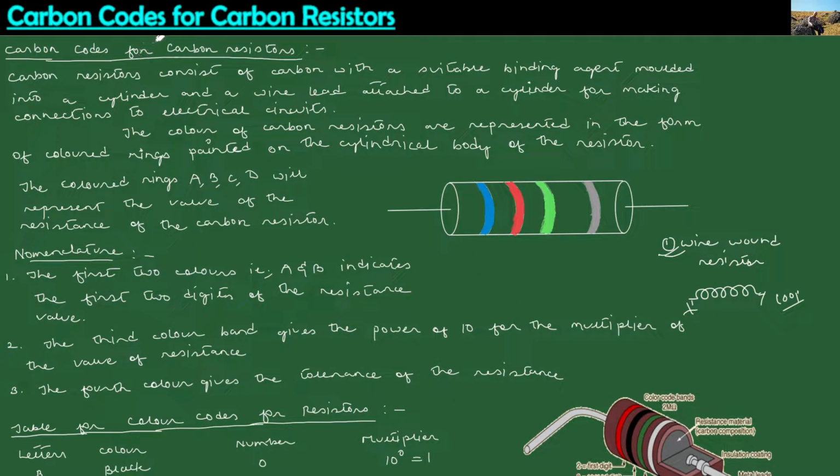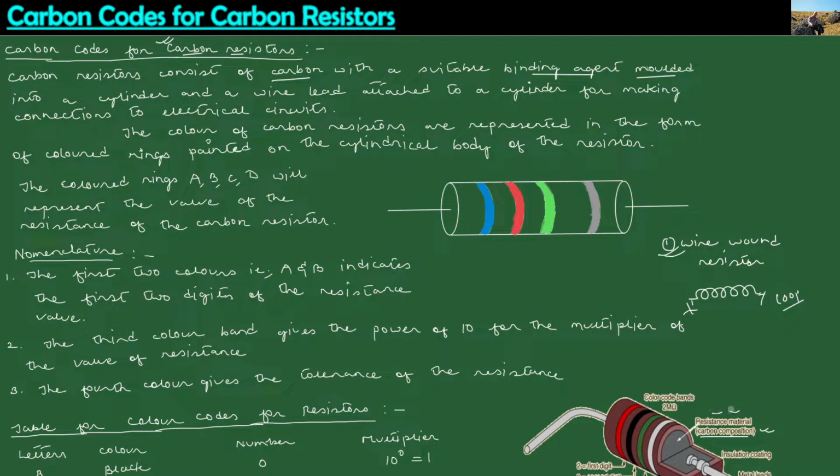Next, number two is what we define as our carbon resistors. What are carbon resistors? Carbon resistors basically are types of resistors which have a carbon compound. That means we have these carbon compositions which act as a resistant material. Over here is the picture representing a carbon resistor. Carbon resistors basically consist of carbon and a suitable binding agent, molded in the shape of a cylinder.